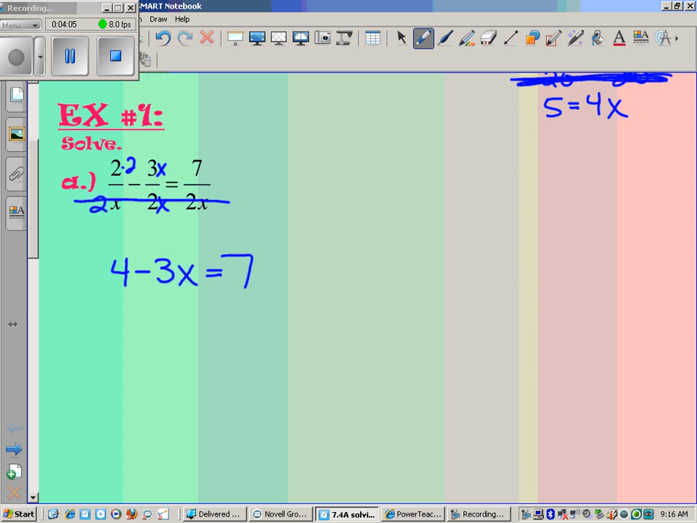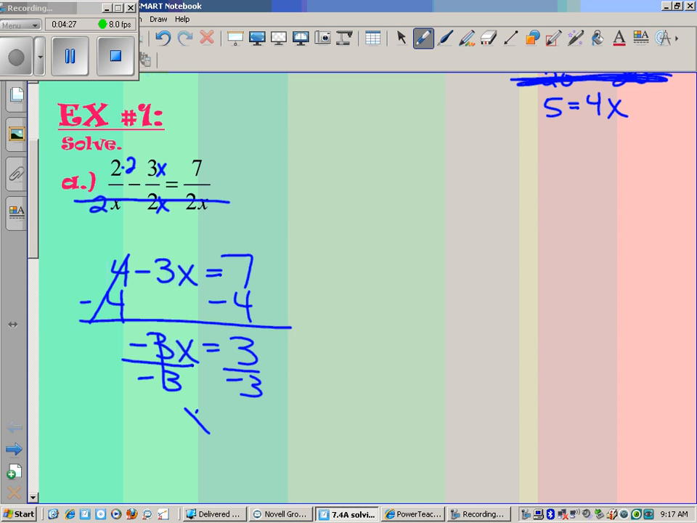Right? Once my bottoms are the same, the tops should be the same, and I can ignore them and just worry about the tops. So now can you solve that? What would you do first? Subtract the 4. I get negative 3x equals 3. Divide by negative 3. And I get x equals negative 1. One answer. X equals negative 1.